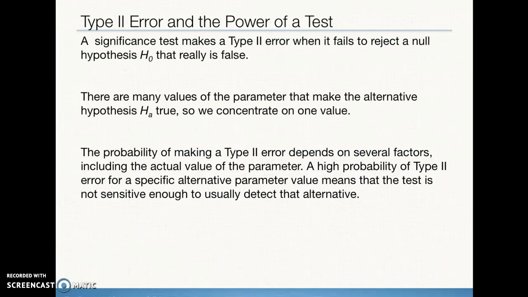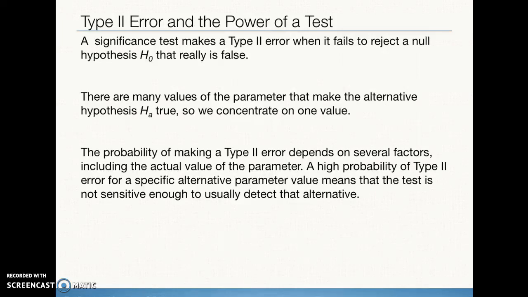Let's talk a little bit about type 2 errors and the power of a test. Remember that a type 2 error is when we fail to reject a null hypothesis that is actually false. We know that the null hypothesis is a specific value, and the alternative hypothesis, because it's an inequality, is actually a large range of values. The thing that we're going to do, though, is we're going to look at a specific value. The probability of making a type 2 error depends on many things, including what the value of the parameter actually is that we don't know.